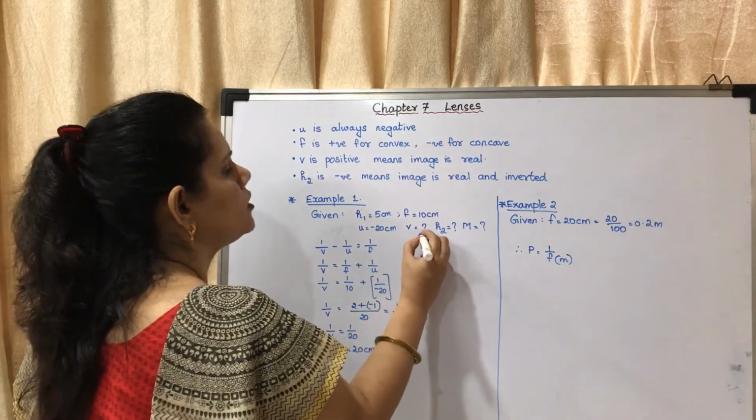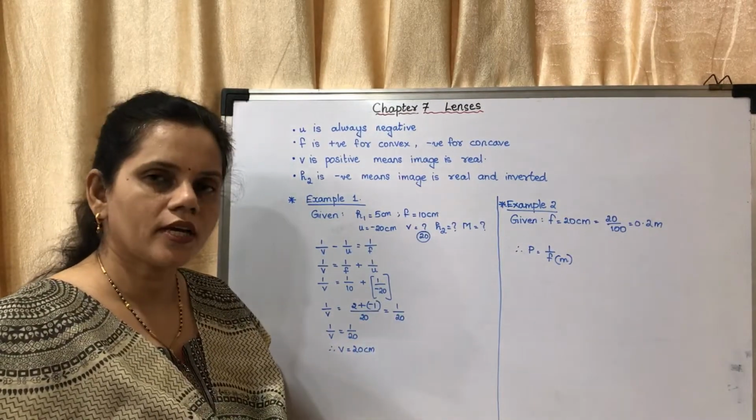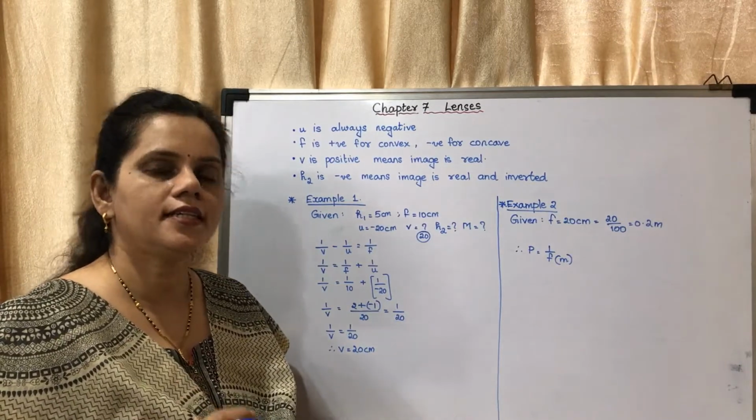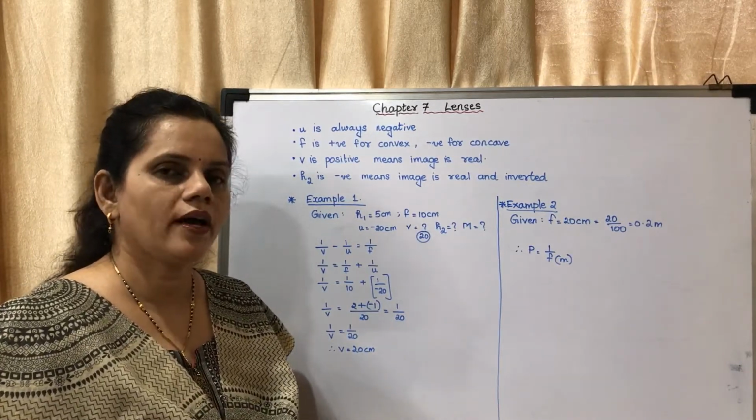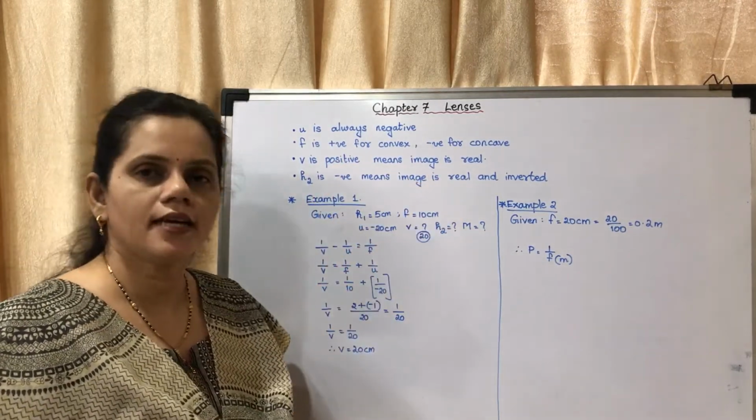So what value did you get for V? You got it as 20 centimeter. What is V? V is the distance of the image and you have got it as positive. So positive means the image is real.